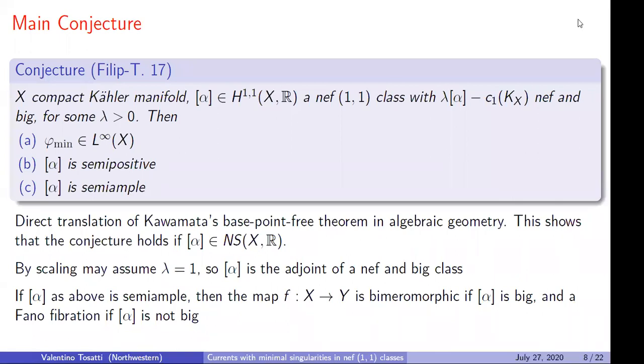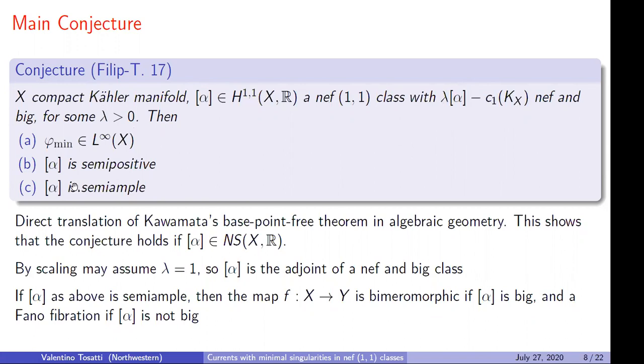So indeed, one can check that this condition does fail in all the examples on the previous slide, at least all the explicit ones. There's some ruling, there's some P1s or Pn inside, and that makes this quite negative, so this condition is not satisfied. And this, as I said, is a direct translation of Kawamata's base point free theorem. So this would be the theorem where X is projective, and you have a line bundle L which is nef. And this condition simply says that m times L minus K_X is nef and big as a line bundle.